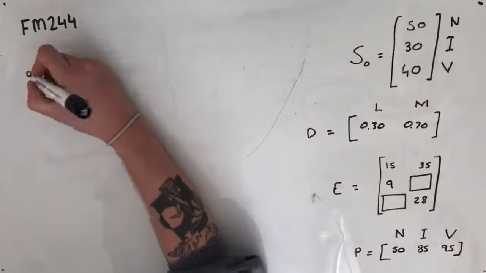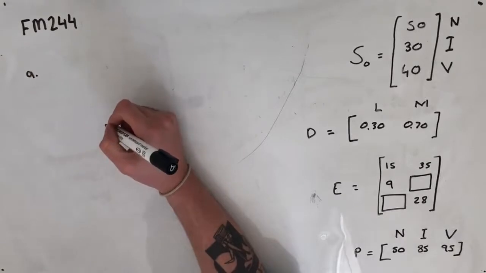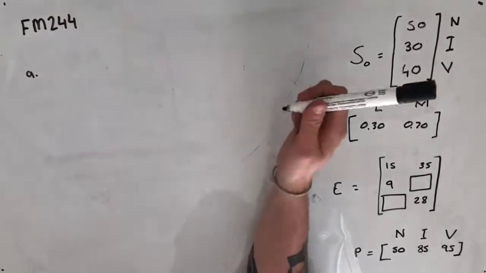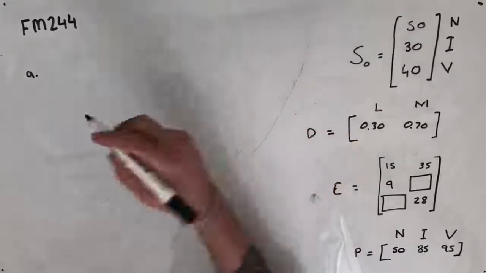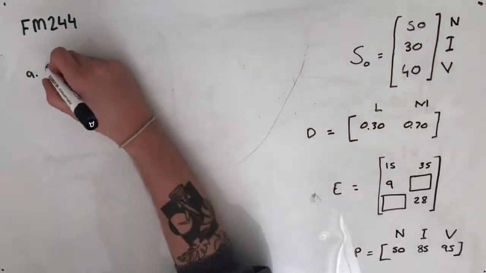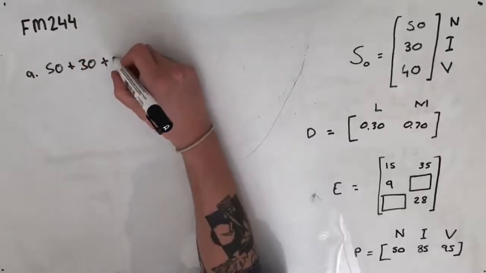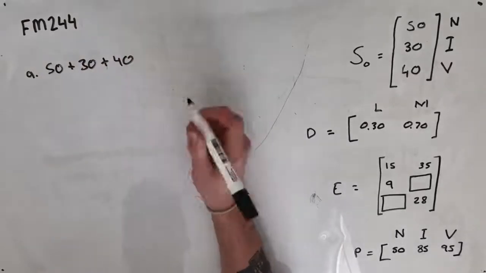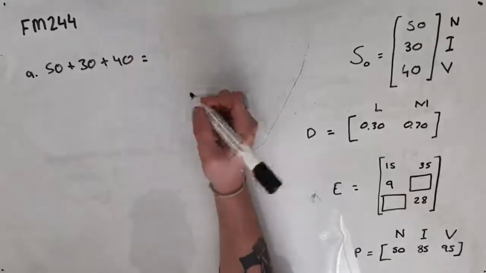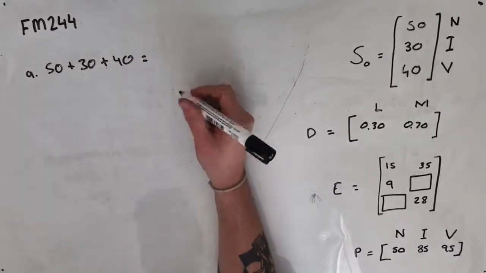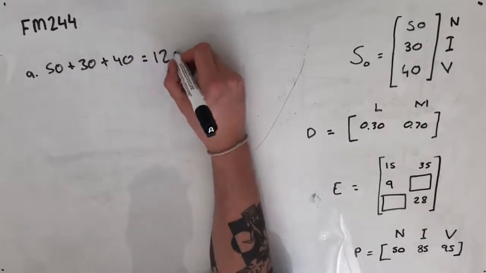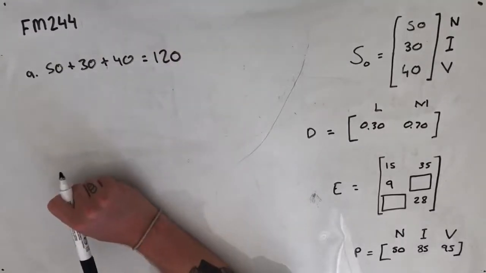Question A asks us how many students in total are in the driving school that month. So we've got this initial state matrix here, which tells us that we've got 50 newbies, 30 intermediate students, and 40 veterans. If we add those 3 numbers together, that should give us the total number of students in the school for that month to be 120.